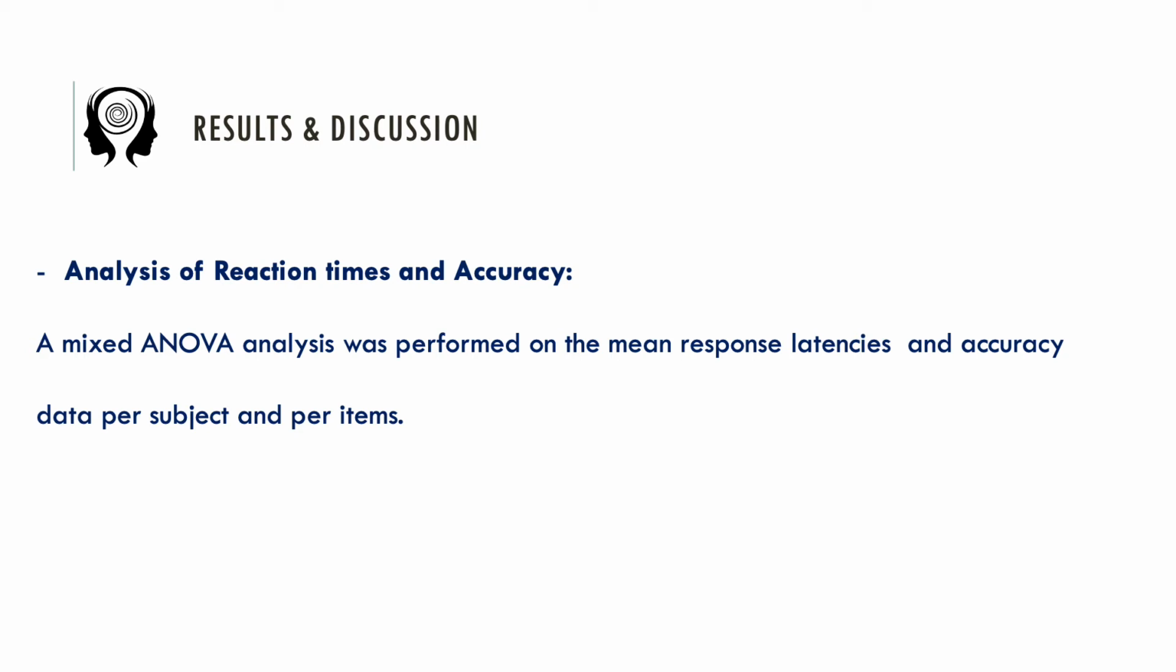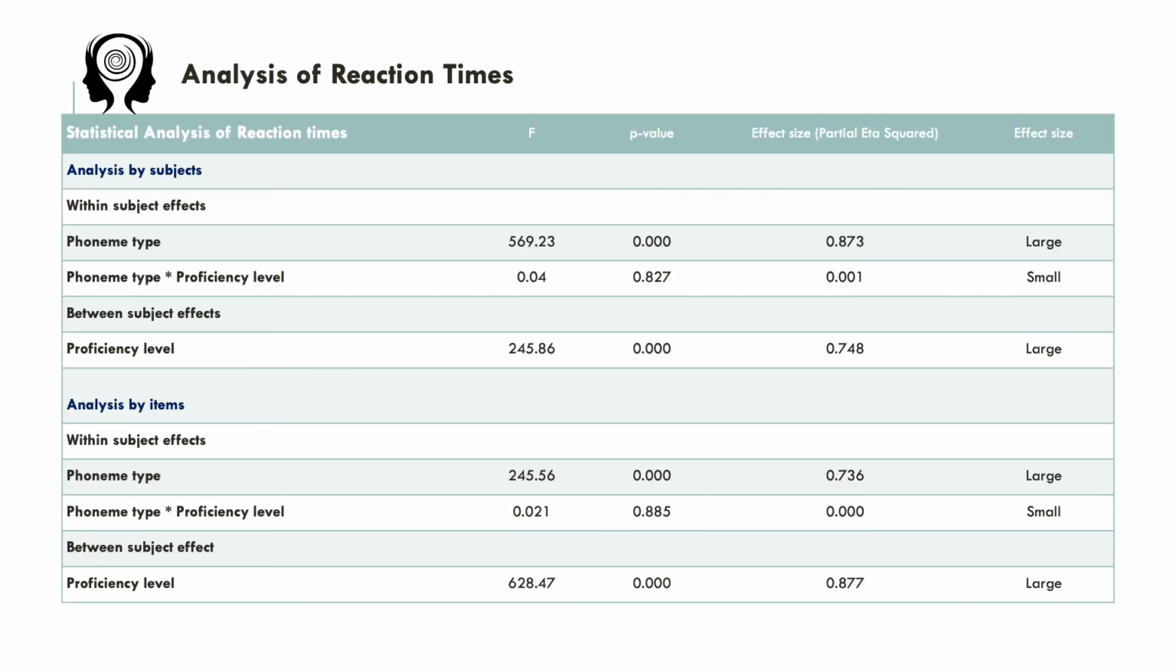As for the statistical analysis, we used mixed ANOVA on the mean response latencies and accuracy per subject and per item. As you can see in this table, the results indicated a significant main effect of phoneme type in the analysis by subjects and in the analysis by items. Also, we found a significant main effect of proficiency in the analysis by subjects and in the analysis by items. But we did not find any significant interaction between phoneme type and proficiency in the analysis by subjects or in the analysis by items.